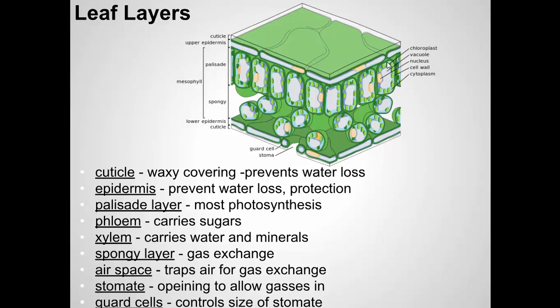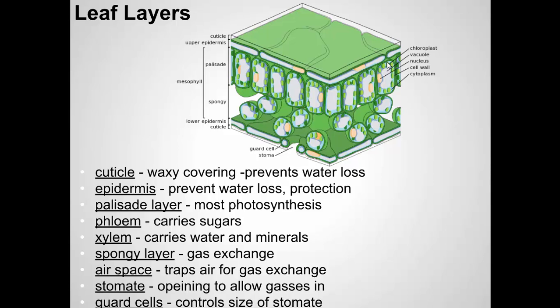What's not shown here are the vascular tissues in the leaf. If you look at a leaf, you know how they have veins going through them? Those veins are vascular tissues. They're made of xylem and phloem, which carries sugars, carries water, carries minerals out to the leaves. And you see the cuticle, that waxy layer on top, the epidermis, those flattened cells on the top and on the bottom.